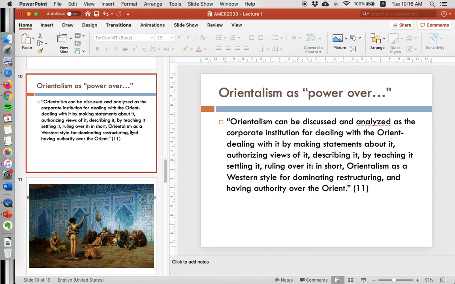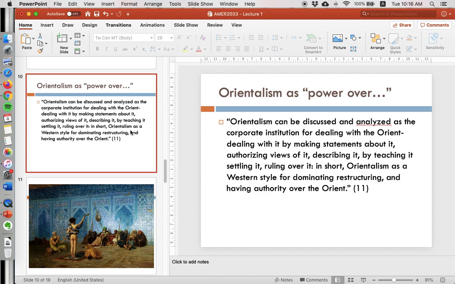So what Said is saying is Orientalism then can be discussed and analyzed as the corporate institution. Okay, so this is important too, that he's saying that it's a corporate institution. So it's not just individuals who are doing this, but it's something that's been institutionalized. So this type of study, this type of, you could call it name calling if you want, but this kind of defining of the other in order to justify one's own power is something that has been built into all of these institutions and these universities and these knowledge producing institutions. So textbooks, movies, newspapers, discourse in general, okay? Is a form of power over this kind of place.